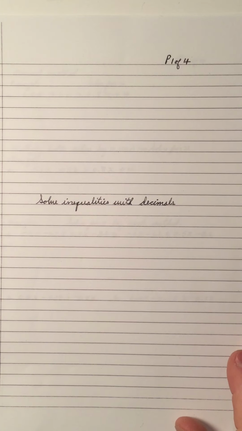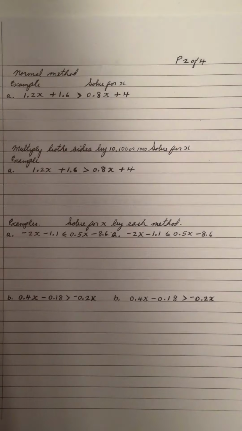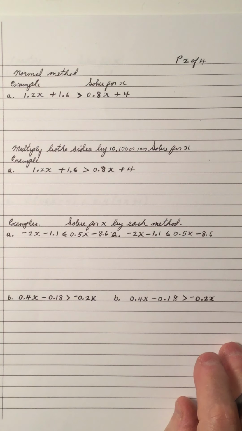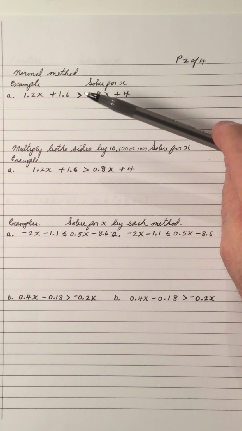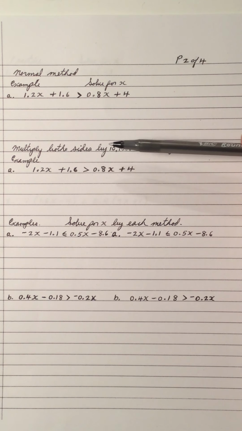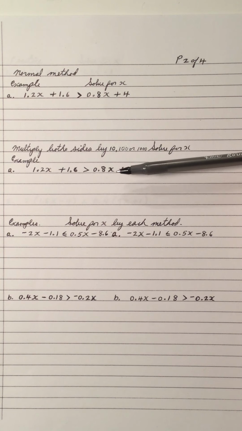Hi, welcome to solving inequality with decimals. There's two methods, as with fractions. One is the normal method, and the other one is when you multiply both sides by 10, 100, or 1,000, depending on the most decimal places.